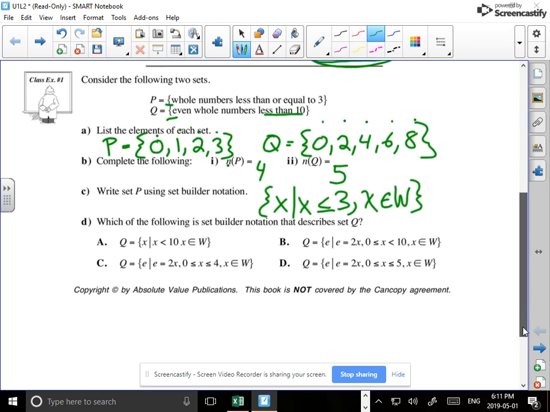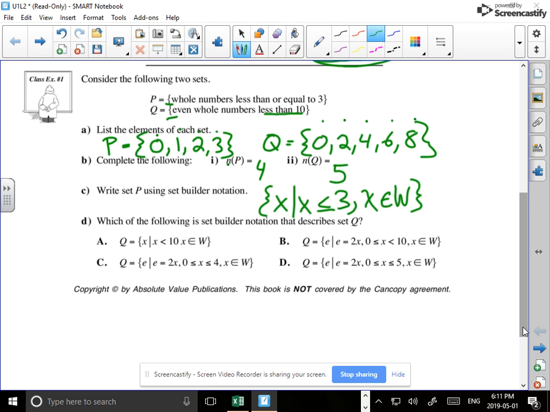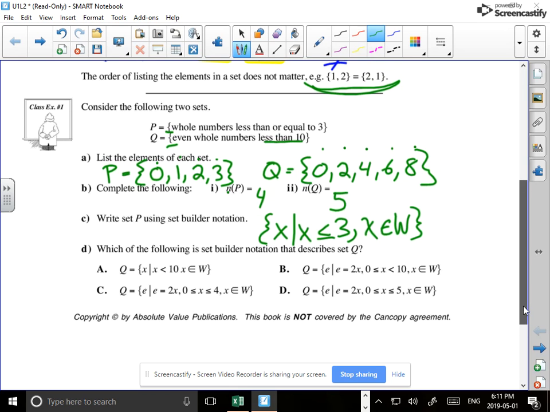So if we were looking at this next question here, which of the following is set builder notation and describes Q? Remember, Q was our even whole numbers that are less than 10. It must be even. That's our key item there. Q is the set of x such that x is less than 10 and x is an element of the wholes. That has our wholes part, but it doesn't include only even whole numbers. So that one can't work.